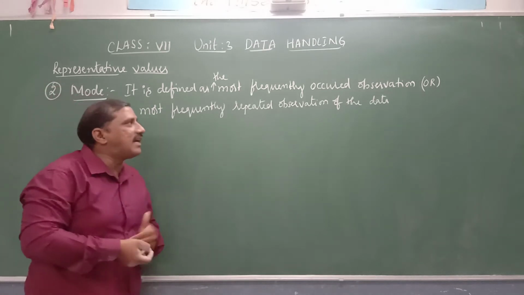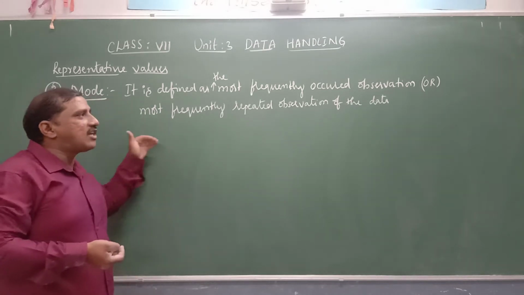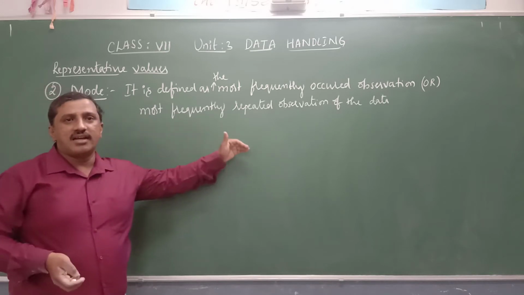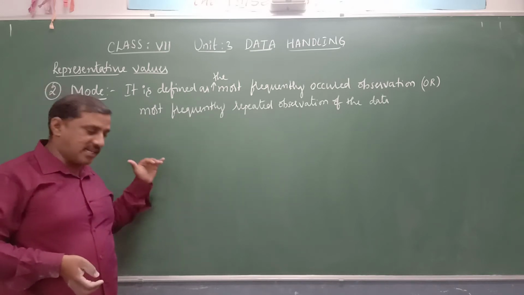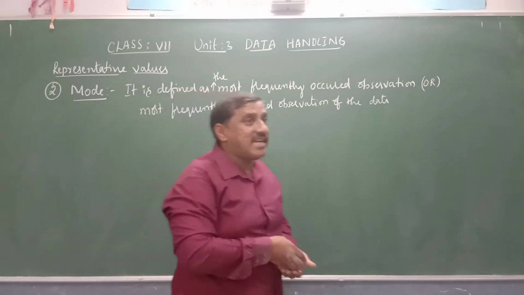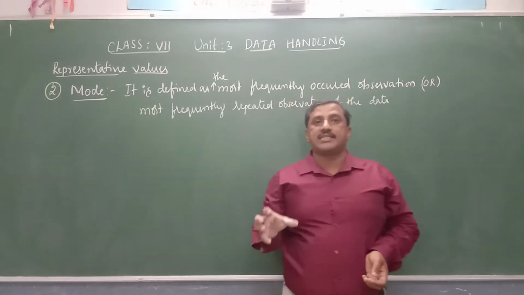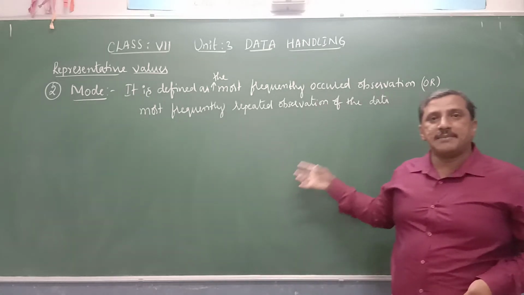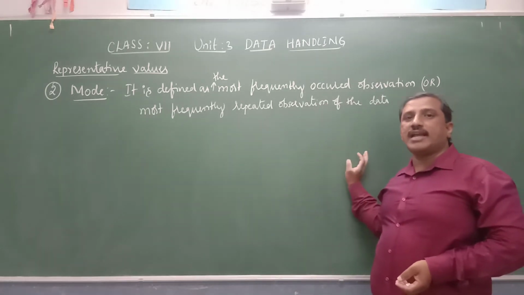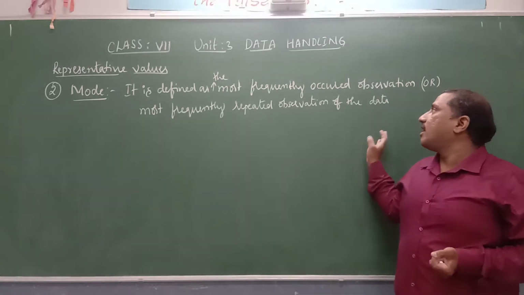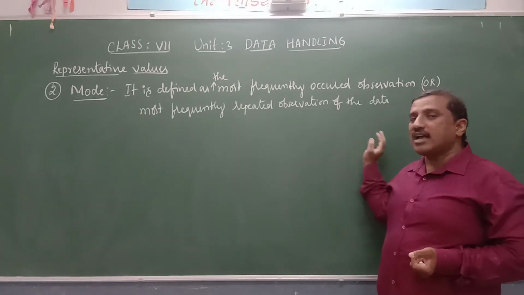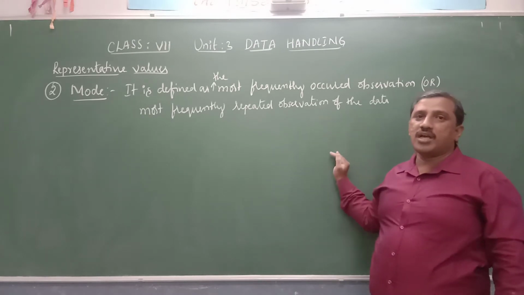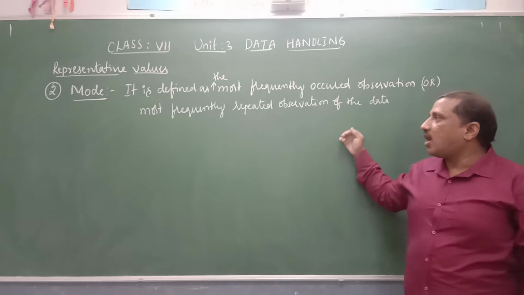So how do we find the mode? The given data should be written either in increasing order or in decreasing order, so that we can easily identify which observation is repeated how many times. From that we can identify the most frequently repeated observation from the given data. That is mode.